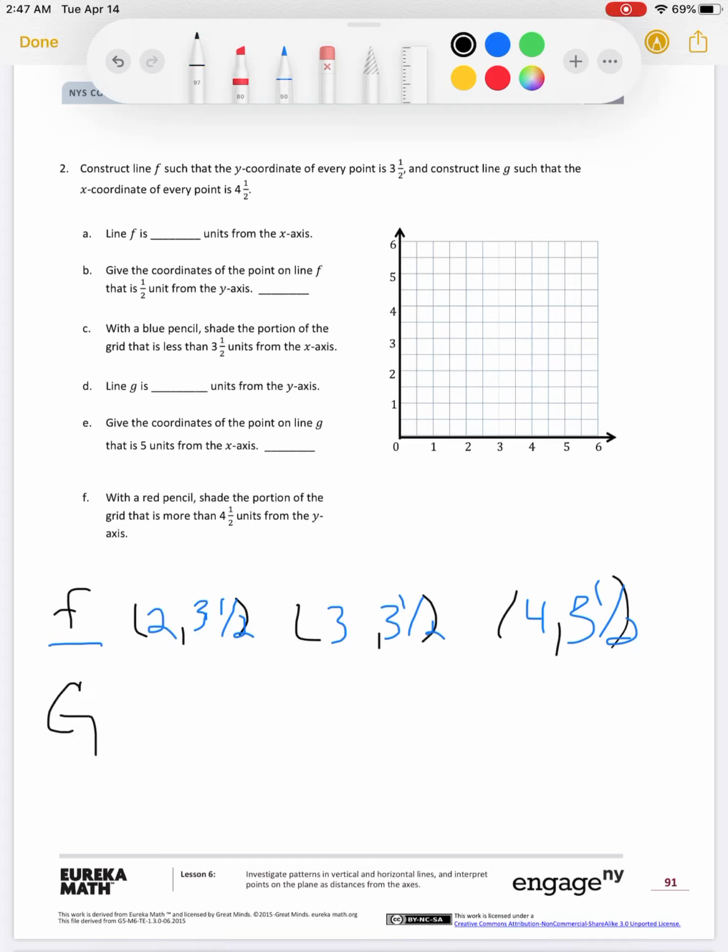Here we have line G, line segment G. We're going to have the first pair of coordinates, the second pair of coordinates, the third pair of coordinates. Okay. Now they give us a rule here. Those particular coordinates on the x-axis, all of them have to have the point 4.5. So I'll go ahead and fill that in on the x-axis. Okay. Let's do yellow. 4.5 here, 4.5 here, 4.5 here.